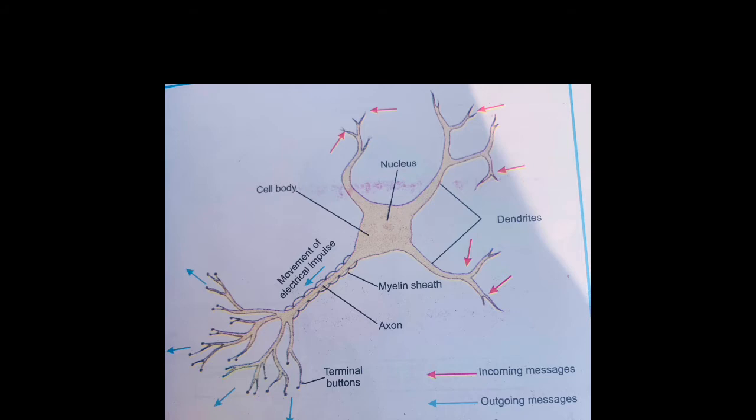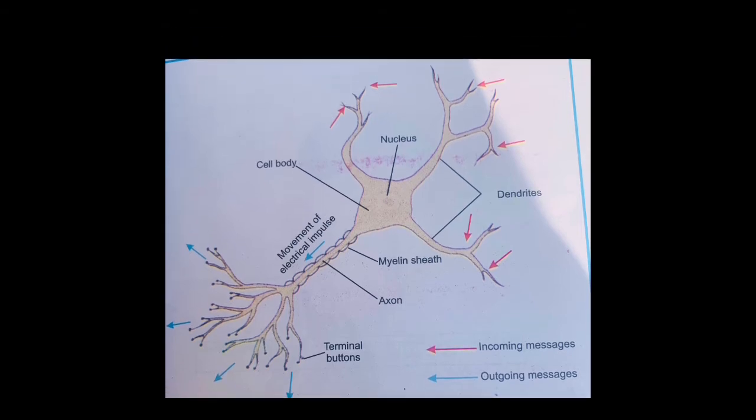This is the structure of a neuron, in which we can see that there is a cell body, and in the center there is a nucleus, and there is a tree-like structure called dendrites. The red line shows the incoming message and the blue line shows the outgoing messages. You can see the terminal buttons on the tip, and the movement of electrical impulses in the axon.